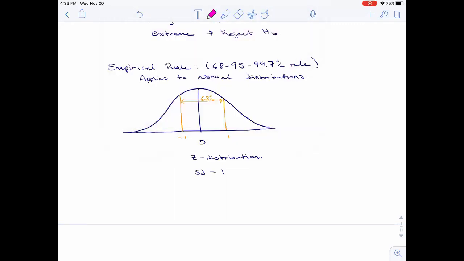So if you move out 2 standard deviations on either end, right, always from the center, you've covered the central 95% of the curve.